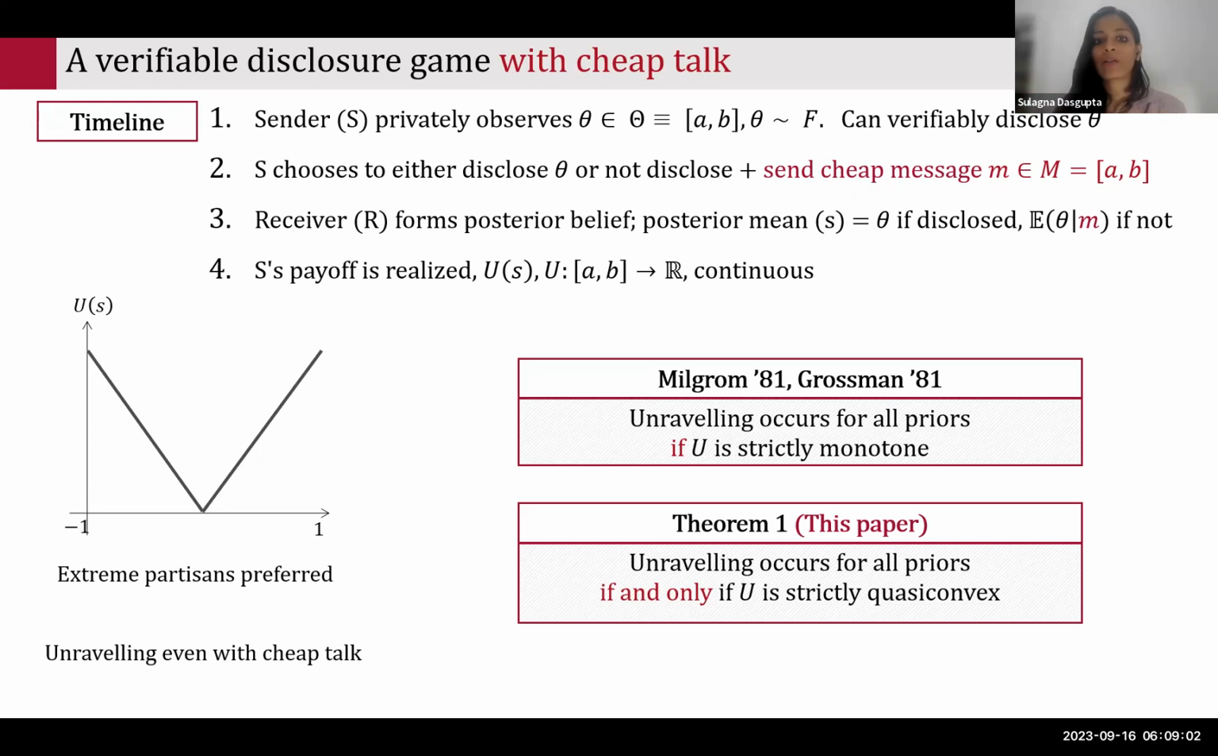There's a well-known result by Milgrom and Grossman, which says that unraveling occurs for all priors if the payoff function is strictly monotone. That uses an almost identical setting, except for two important differences. One is that there's no cheap talk in their setting, and also they restrict to monotone payoff functions. And in that setting, they give this sufficient condition for unraveling. So I see our theorem 1 as completing this characterization, and I think this also brings out the essential force which leads to unraveling in these settings, both as illustrated by the Milgrom-Grossman result and my result. And that essential force is that extreme types are better. That's the essential feature of quasi-convex payoff functions, which leads to unraveling for all priors.